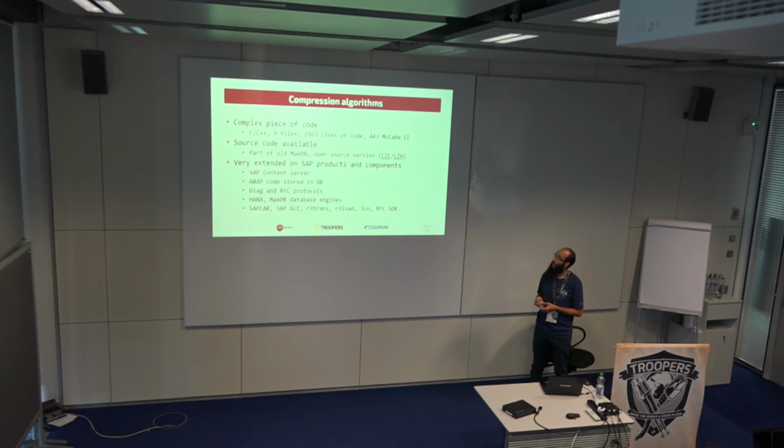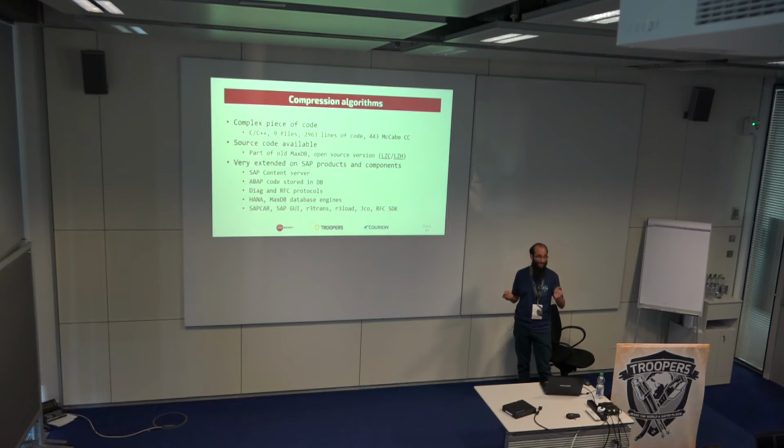Another interesting thing is to take a look at the compression algorithm. The compression algorithm is a really complex piece of code. The code is kind of small. It's only 9 files and almost 3,000 lines of code, which is not that much for something like the numbers that Andreas said today that SAP has. But this particular piece of code is shared in a lot of different products and components. So every time they want to compress something, they use this same implementation.